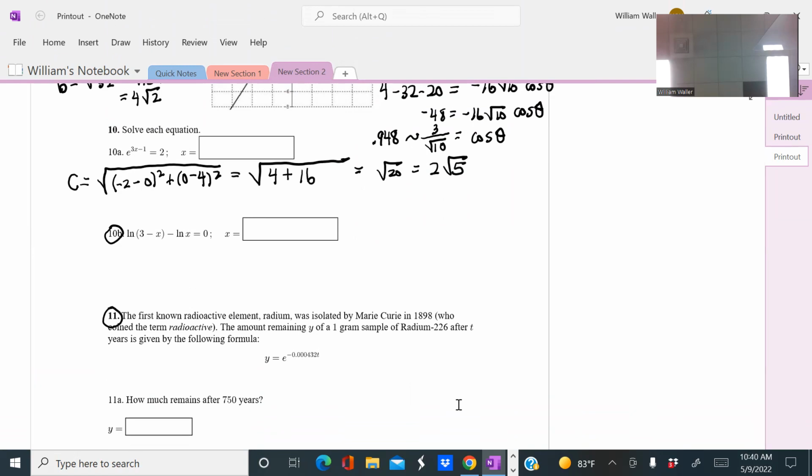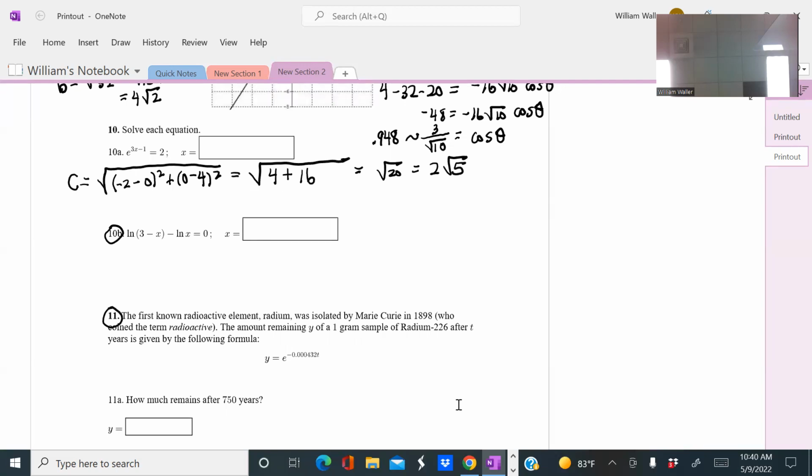All right, let's try 10b. Here we're just solving a logarithmic equation. So let's see if we can do this one. So guys, what are we going to do first in solving that logarithmic equation? What's going to be our first step? Combine. Yeah, you want to combine the logs, right?